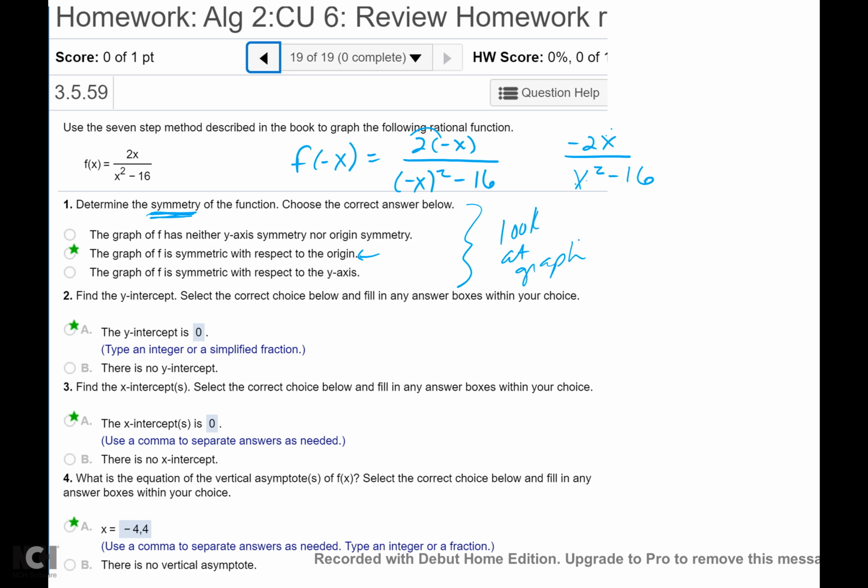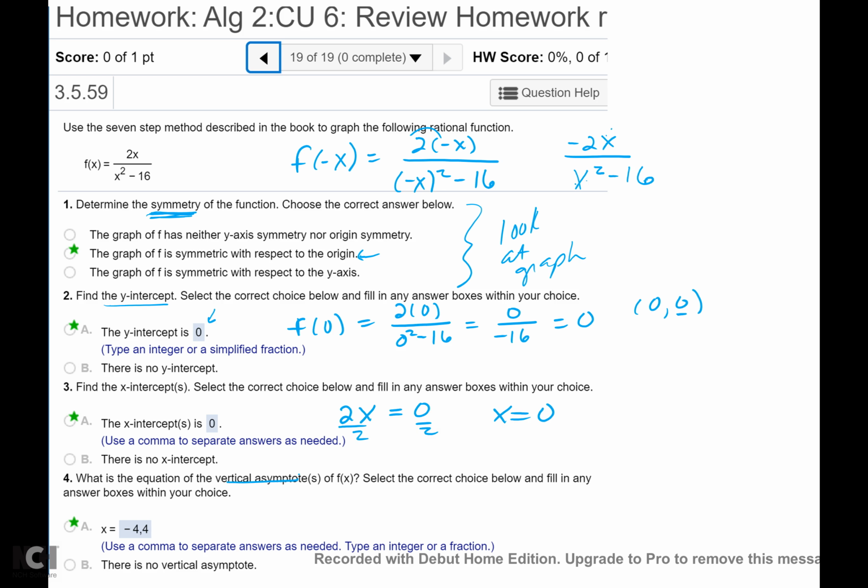So we'll talk about it when we get to the end. Okay? Alright, so then we find the y-intercept, so we do f of 0. That would be 2 times 0 over 0 squared minus 16. That would be 0 over -16, which is 0. So the y-intercept is 0. To find the x-intercept, you set your numerator equal to 0, divide by 2, and my x-intercept is also 0.